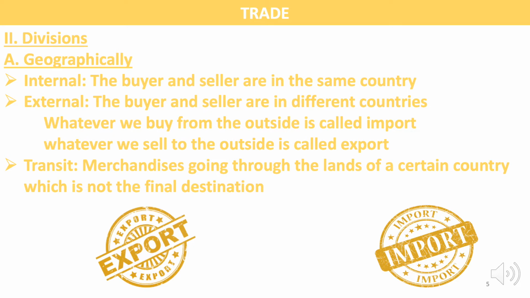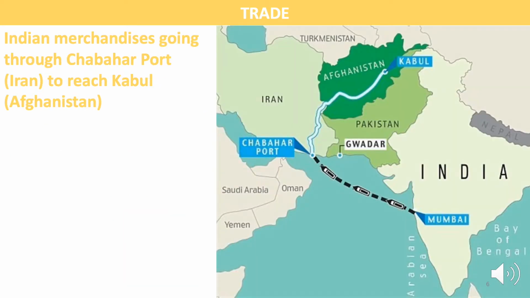To explain it further, you can see products going from Mumbai to Kabul. It goes through the Chabahar port in Iran, but it doesn't mean that the location or the destination of these products are to Chabahar port. It's going through that, but the destination is Kabul. Therefore, the transit country is Iran.